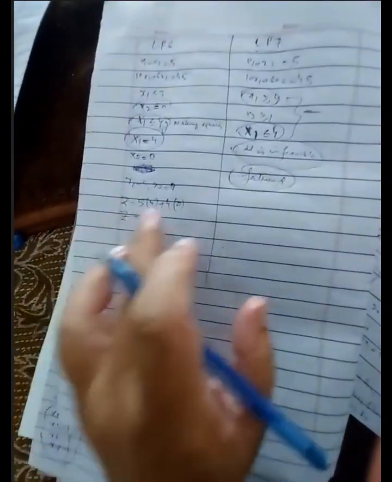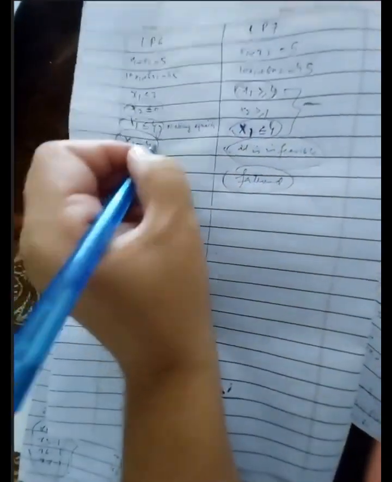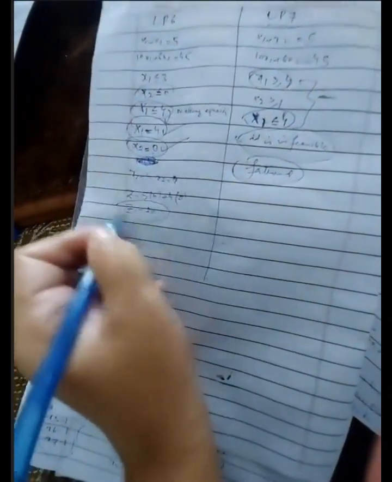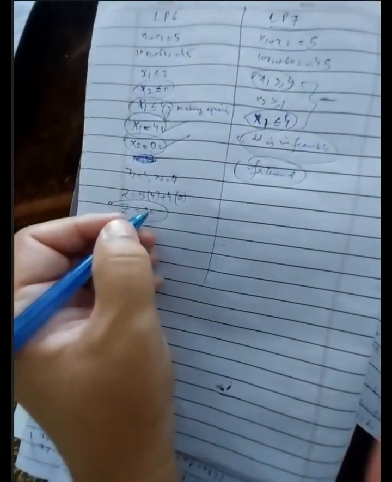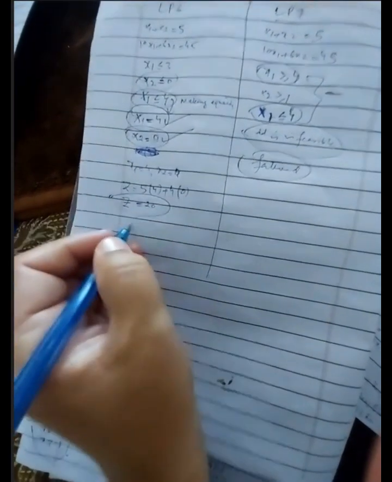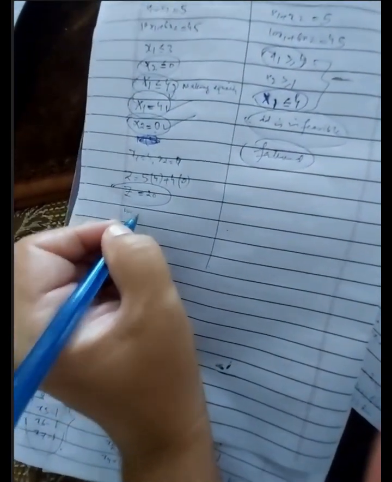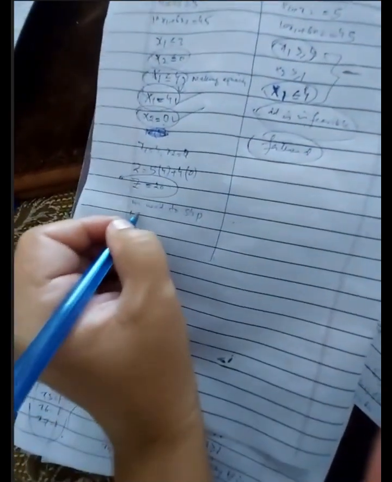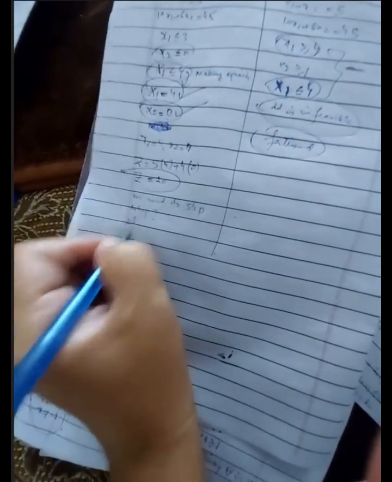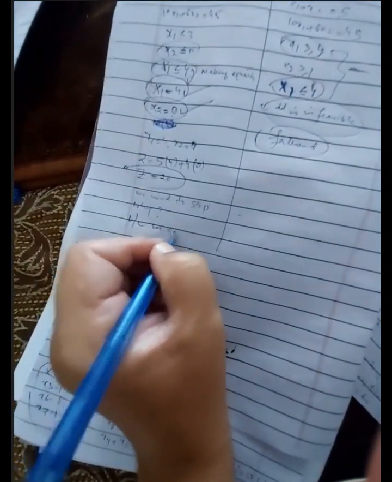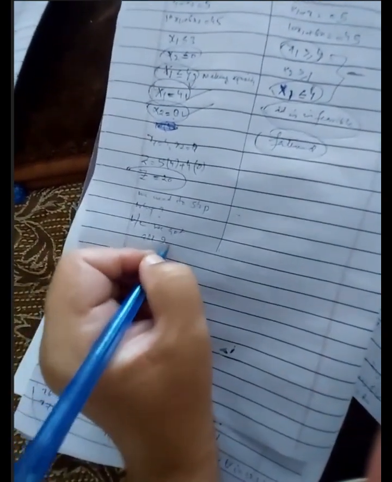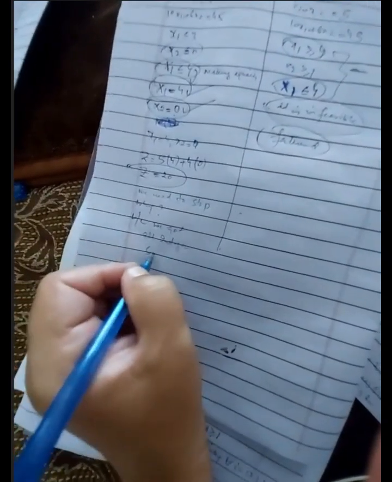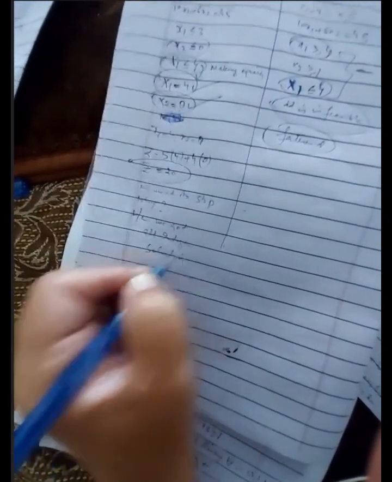So it is fathomed. But here we get a solution for this, which is also integer, and this is also integer, and we get 20. Now here we need to stop. Why? Because we got all integer solutions.